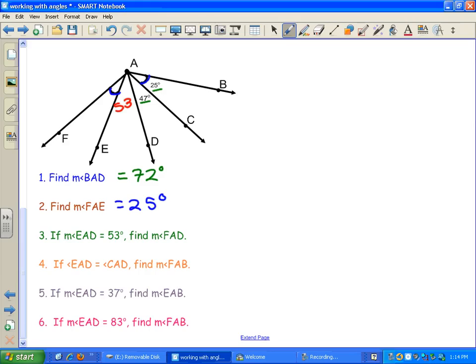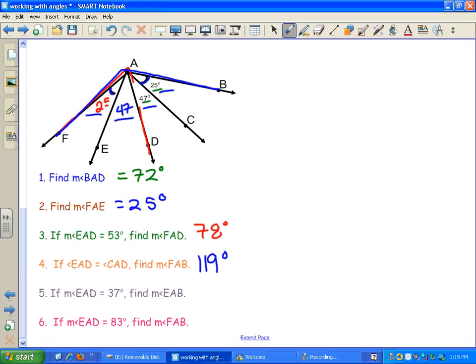I have to find the measure of FAD. FAD would be right here, and we know that's 25. So if I take 25 plus 53, you should have gotten 78 degrees. Now it says that EAD is the same as CAD, so this one has to be 47 degrees. Now I have to find the measure of FAB, so I'm going to find the measure of this entire angle. I'm going to take 25 plus 47 plus 47 plus another 25, and you should get 119 degrees.